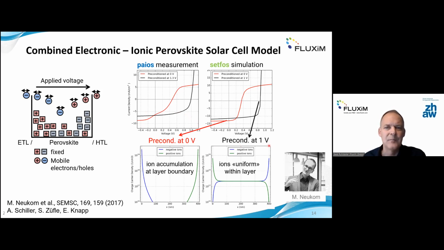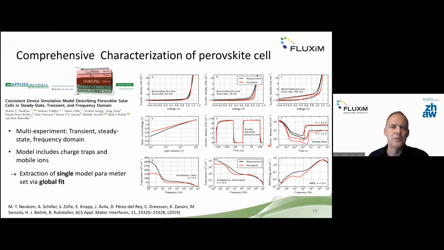And this kind of mixed electronic-ionic model allowed us also to reproduce a range of measurement techniques for this perovskite solar cell. You see JV curves, you see pulsed experiments, you also see frequency domain experiments like capacitance-frequency down here and IMPS over here. And after such a successful fit, you actually have material parameters extracted.